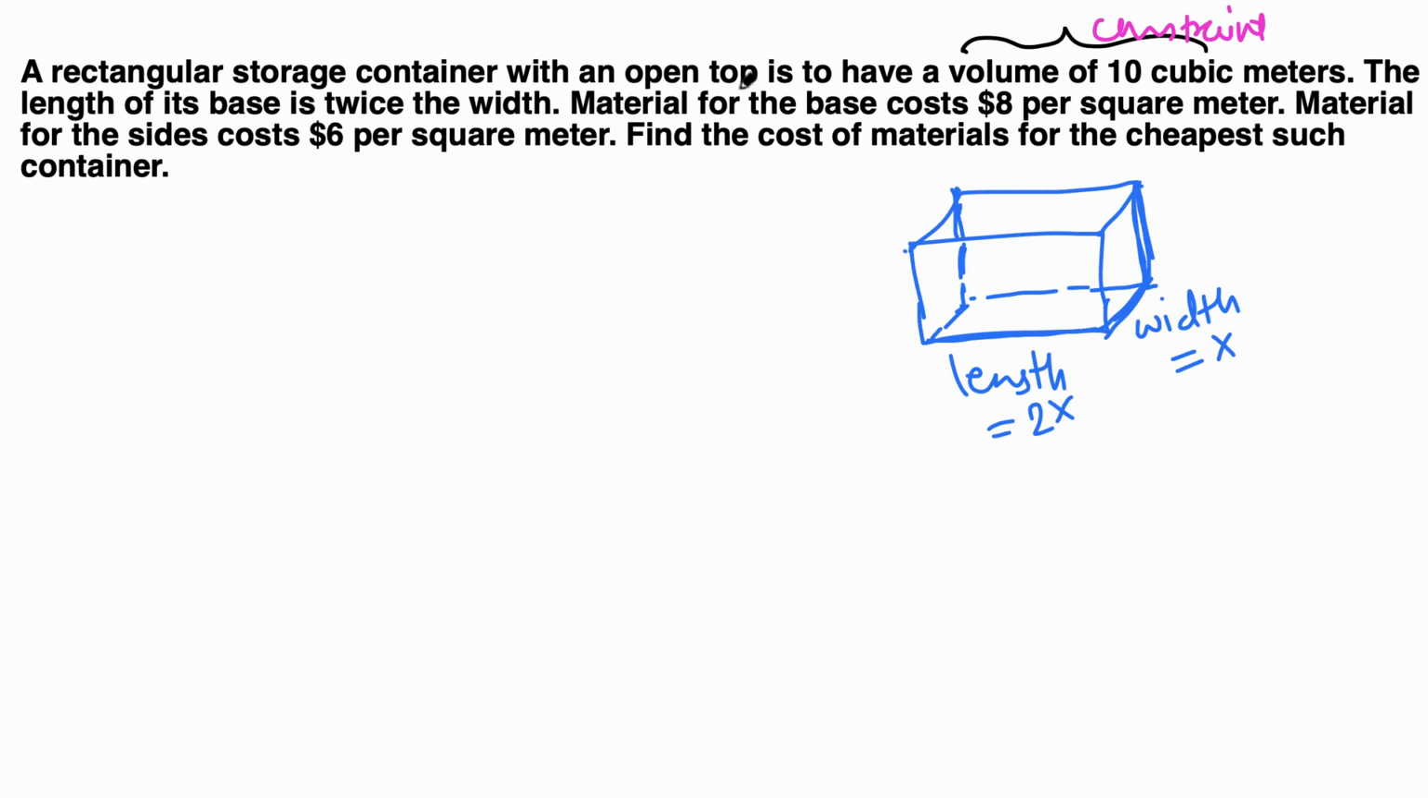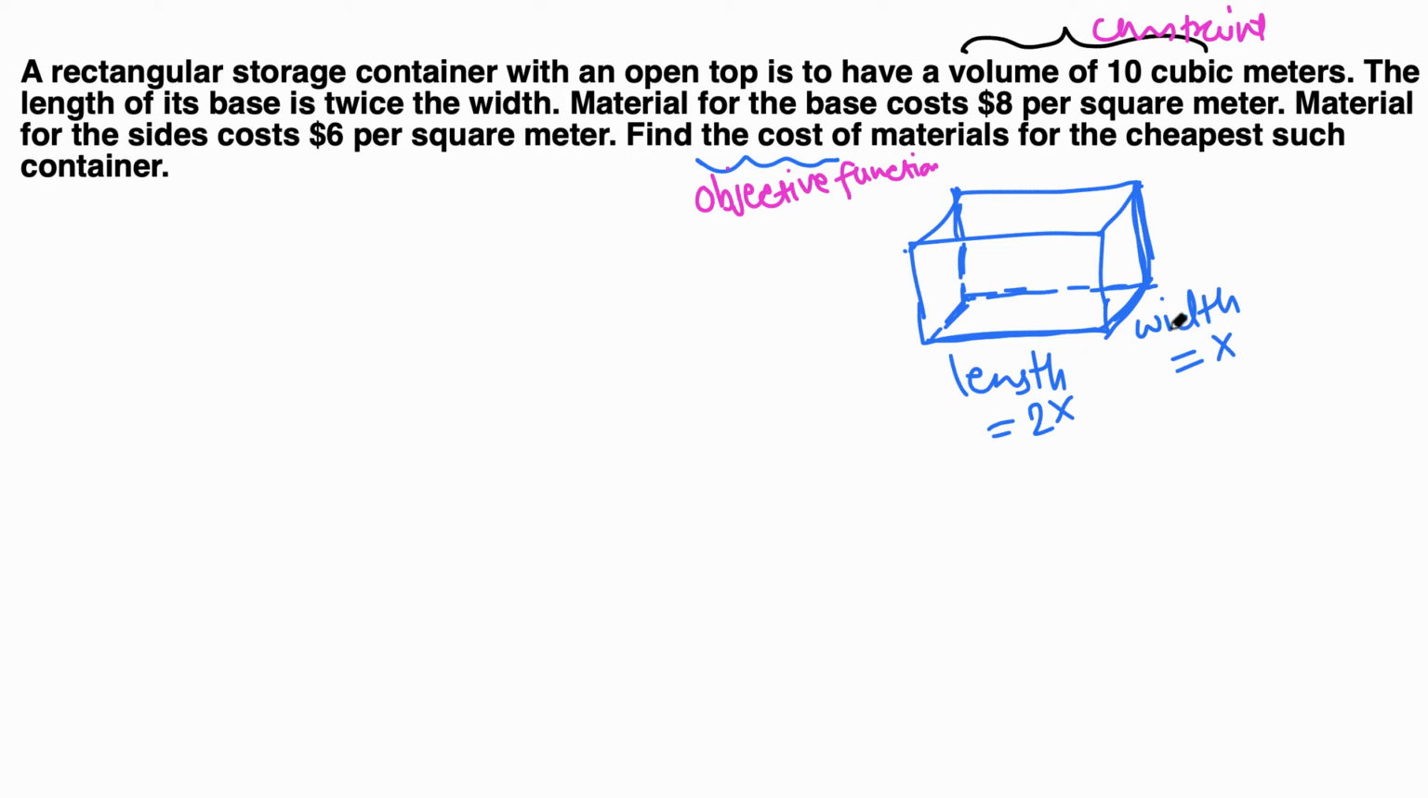Now it says material for the base costs $8 per square meter. So material for the base. So base is here, 2x length with x. So when we are trying to construct this rectangular container, the base material costs $8 per square meter. Material for the sides costs $6 per square meter. Find the cost of the materials. That's the cost, the objective function, by the way. We need to determine the cost objective function for the cheapest such container, and we want to minimize the cost. Okay, so we need to minimize.